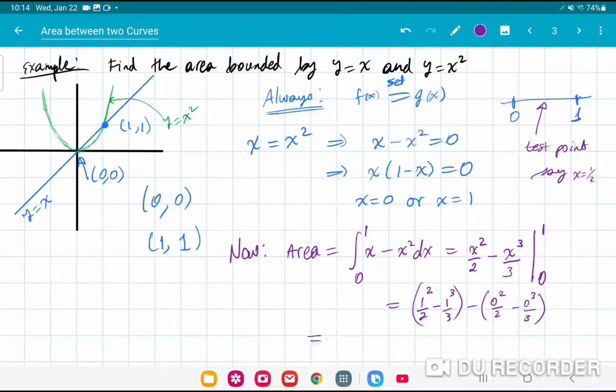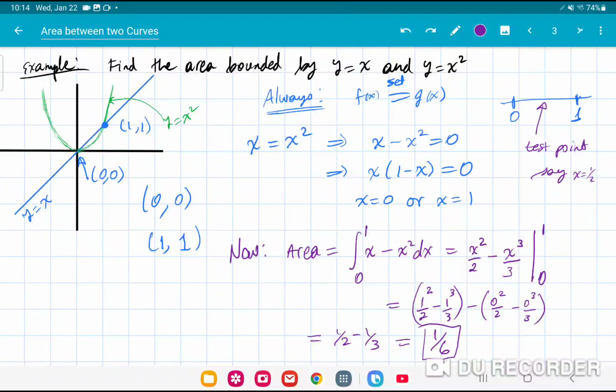This gives you just 1/2 minus 1/3 minus 0. And this gives you, I think, 1/6. The common denominator is 6. 3 minus 2. This gives you 1/6. And that's the area of our region right between these two right here. Okay?